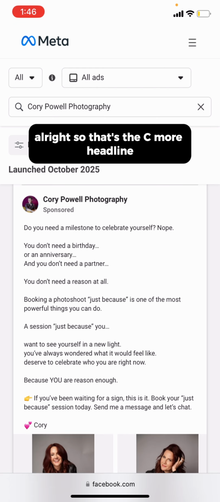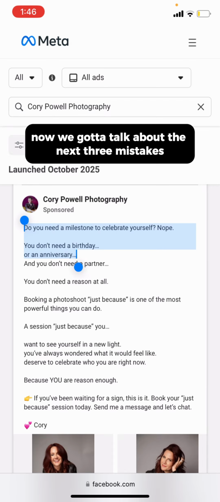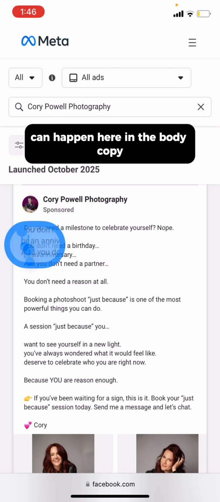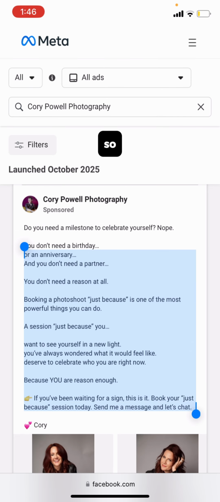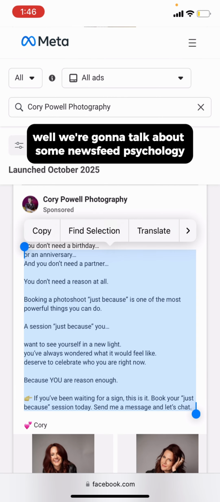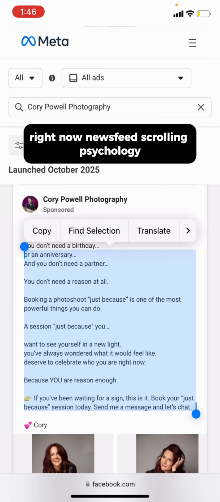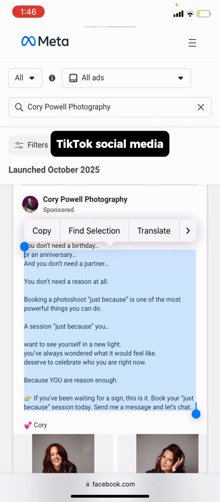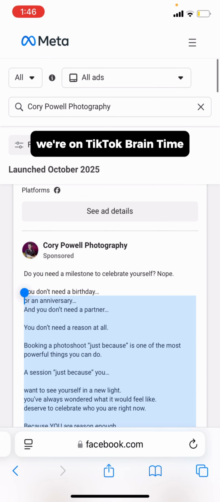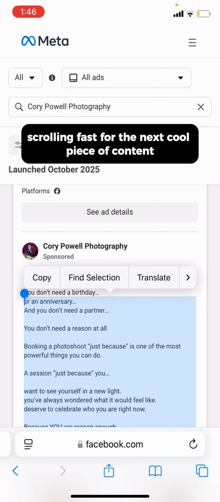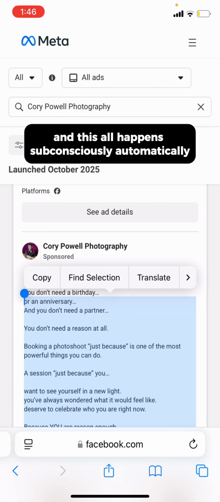All right, so that's the See More headline. Now we've got to talk about the next three mistakes that can happen here in the body copy. Well, we're going to talk about some newsfeed psychology right now. Newsfeed scrolling psychology. When we're on Facebook, TikTok, social media, we're on TikTok brain time. We're looking to be entertained, scrolling fast, finding the next cool piece of content. And this all happens subconsciously, automatically.